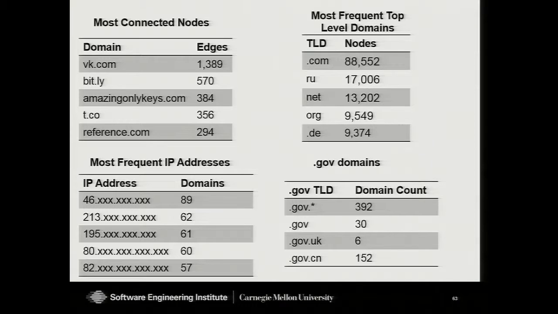Bitly is a URL shortener that could be used to hide URLs, to redirect users towards malware. T.co is Twitter's malware shortener, or URL shortener, sorry. It's a short way to malware, that's for sure. Interestingly, we found .gov domains in our data collections. Outside the US, we found 392 .gov domains, 30 .gov domains from the United States, 152 from China, and we did find one .mil. I don't have it up on the slide, but we were very surprised to see that.